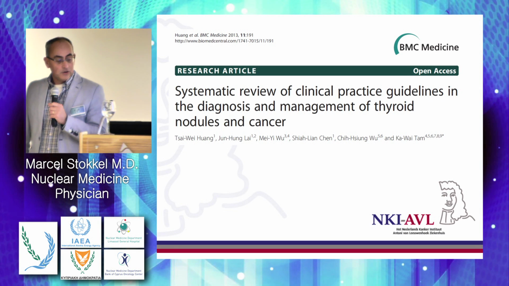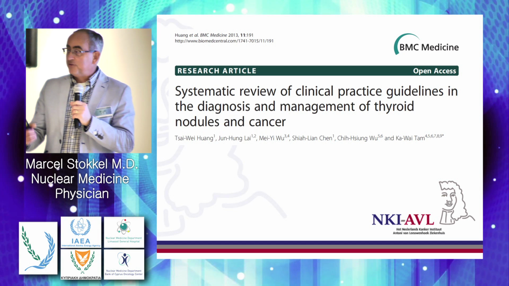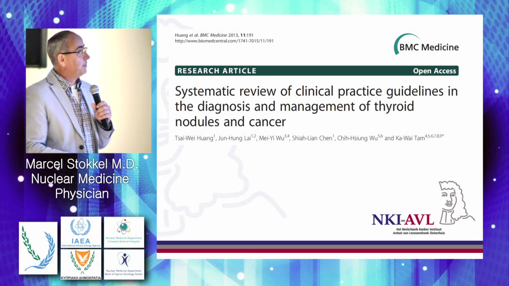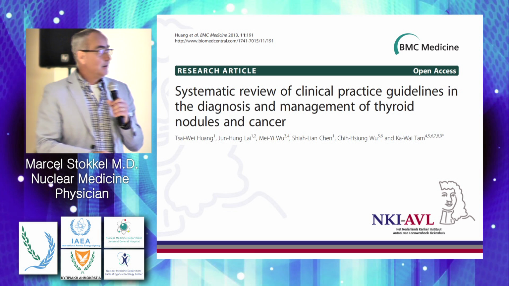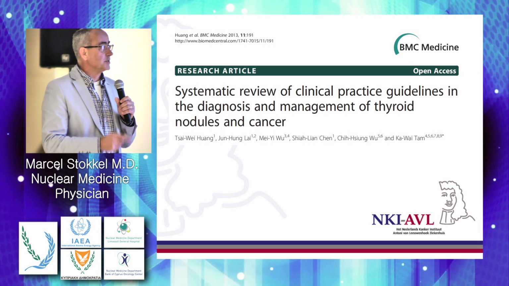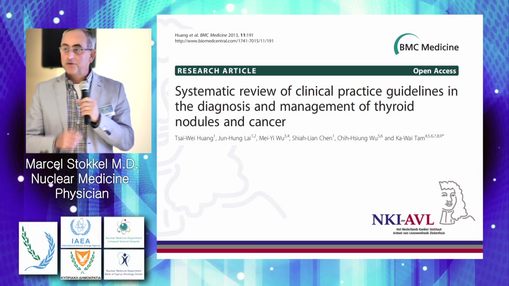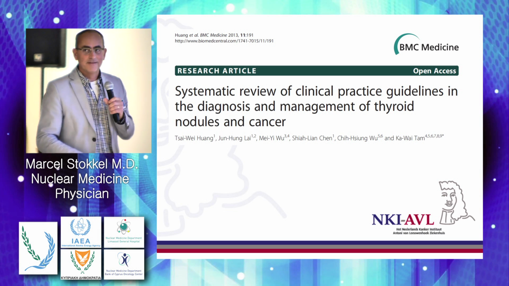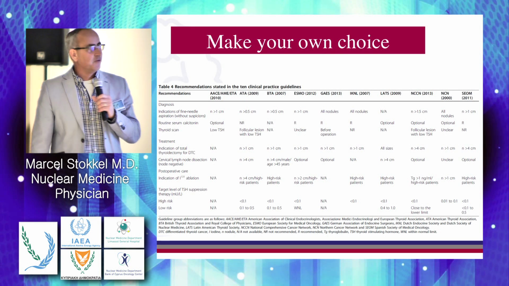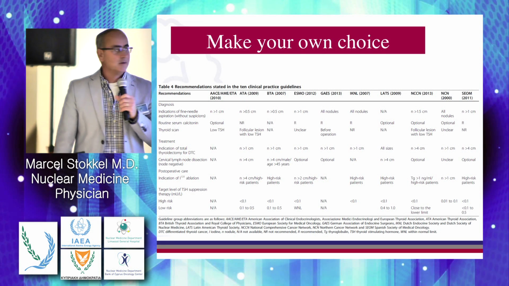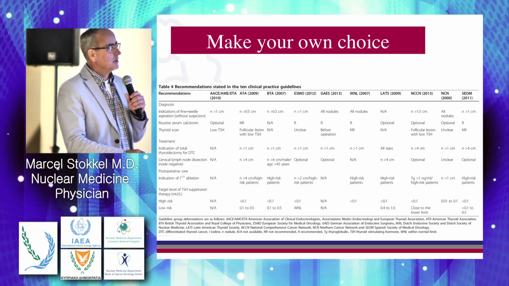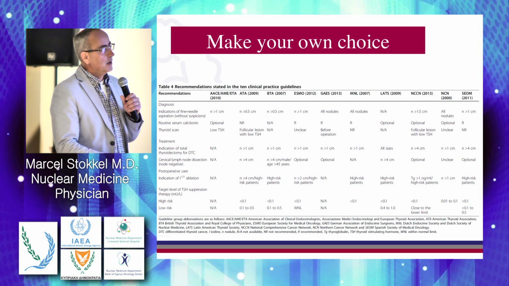Now, it is really funny because we have the European guidelines, we have the American guidelines, but maybe you have seen this paper in 2013 in the British Medical Journal, a systematic review of the clinical practice guidelines in the diagnosis and management of thyroid nodules, but also on thyroid cancer. It makes it more complicated. It's just to give you an overview of what's happening in Europe or worldwide. The American guidelines here, European guidelines, the British guidelines, etc. There are so many guidelines.